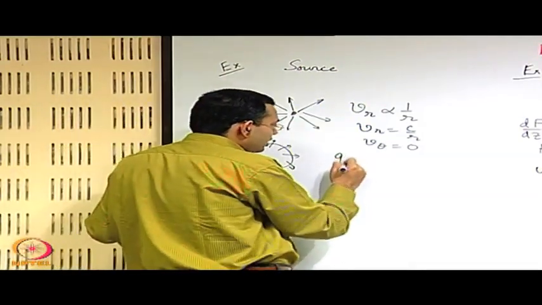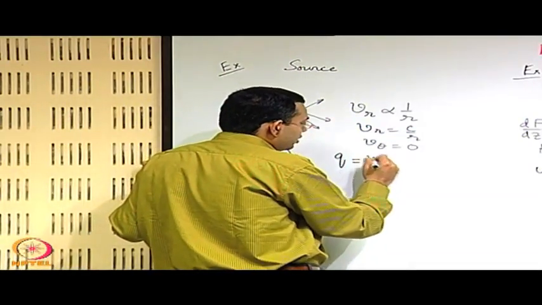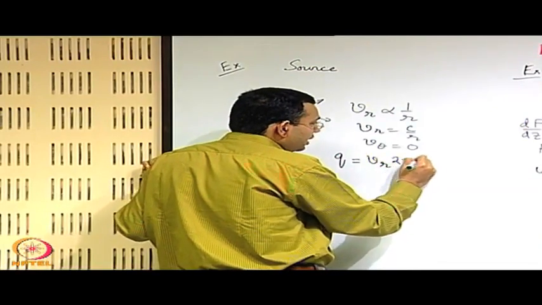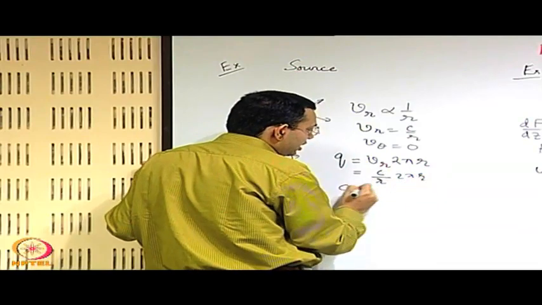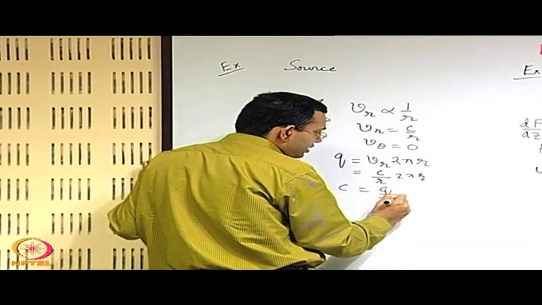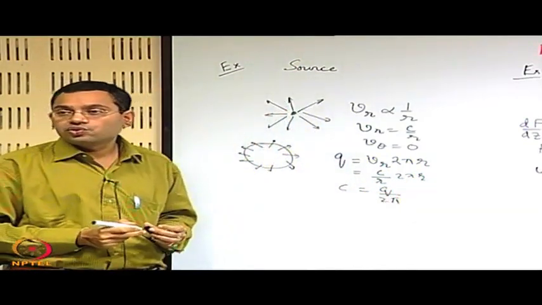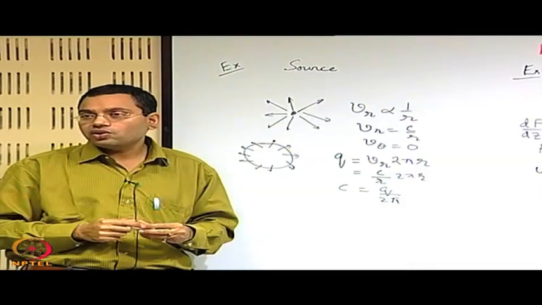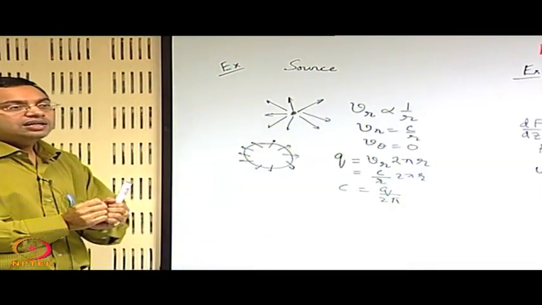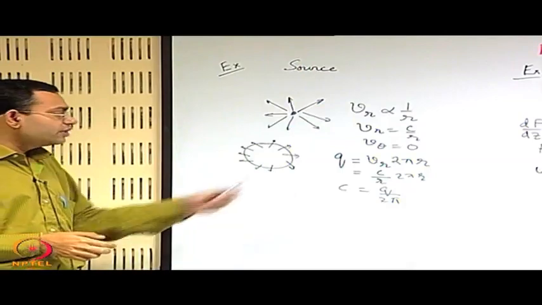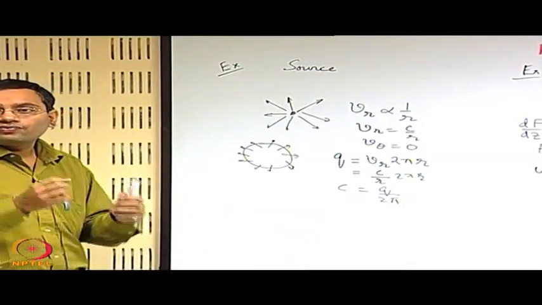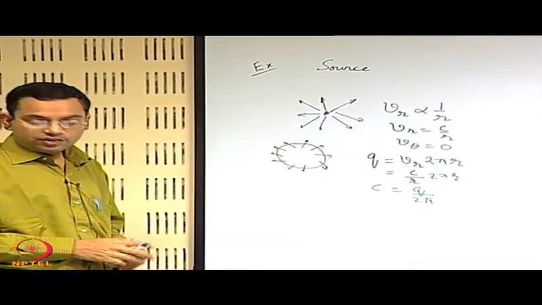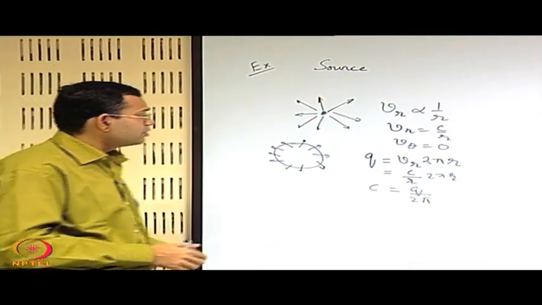So the flow, let us say small q, is Vr into 2 pi r. So that is c by r into 2 pi r, that means c is q by 2 pi. This q is called the strength of the source. Why is it the strength of the source? It physically indicates the rate of flow from the source. So if q is larger and larger, you have a higher and higher rate of flow emitted by the source. So this is called the strength of the flow.